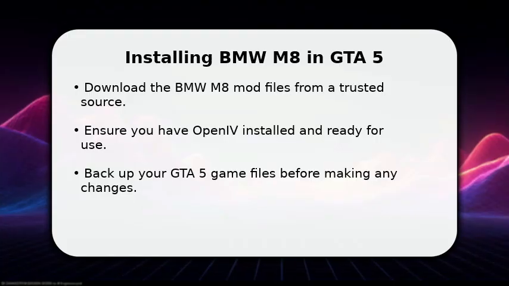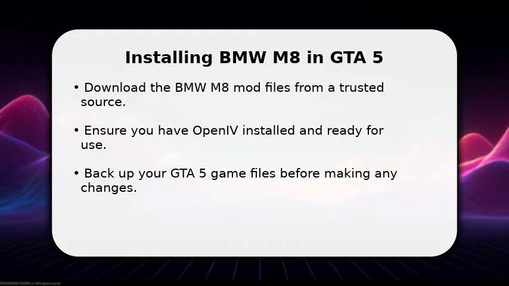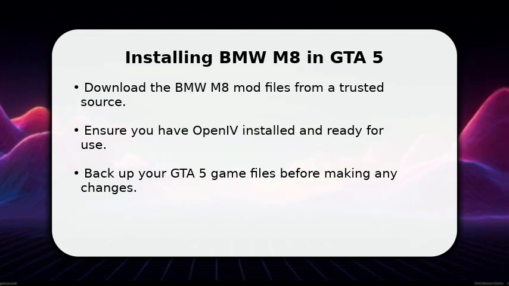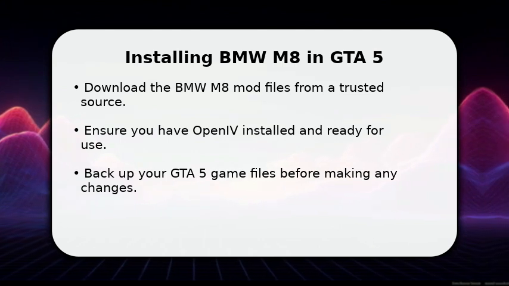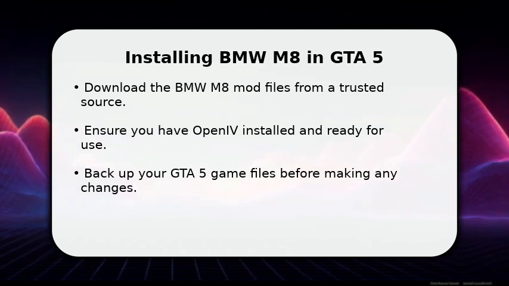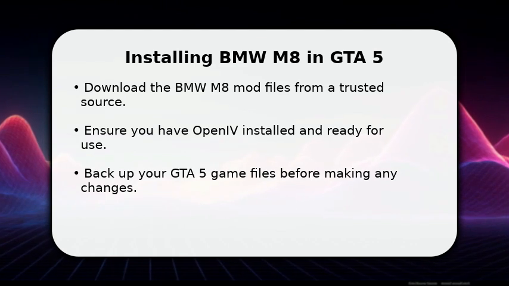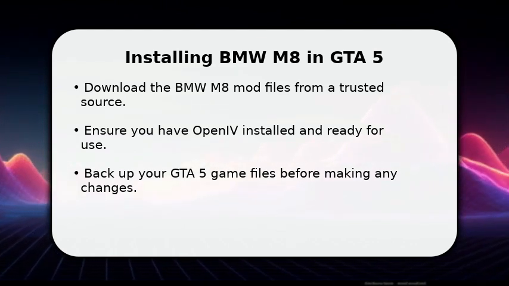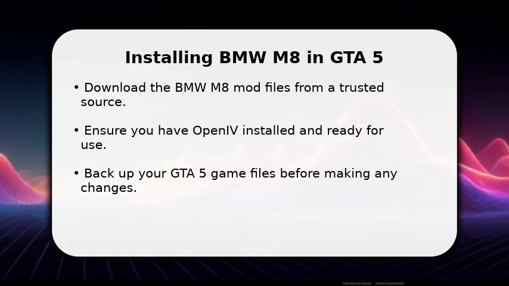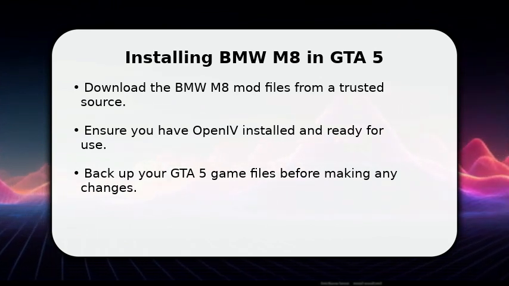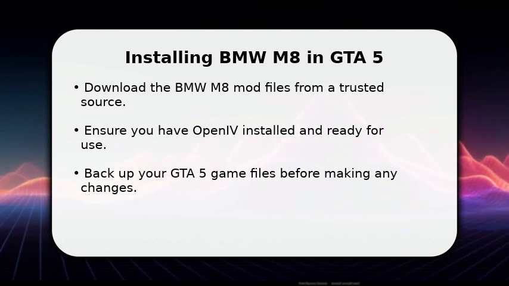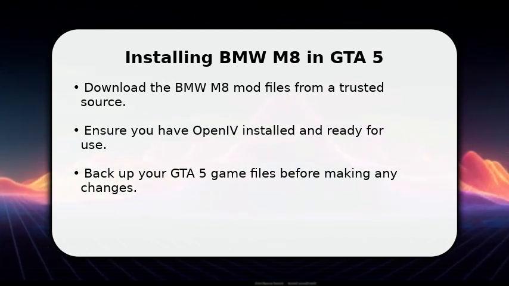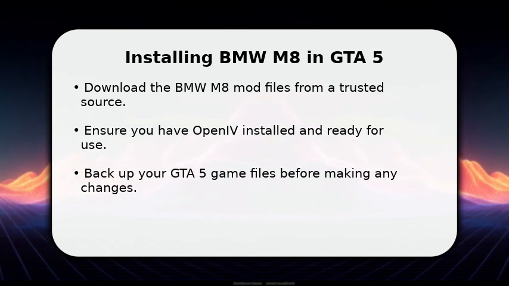Enjoy the video. In this video, I will show you how to add the BMW M8 to GTA 5. First, you'll need to download the BMW M8 mod files from a reliable website. Make sure you have OpenRoman 4, a powerful modding tool, already installed on your computer. It's crucial to back up your GTA 5 game files before proceeding with any modifications to prevent potential issues. This initial setup ensures a smooth installation process for your new vehicle.